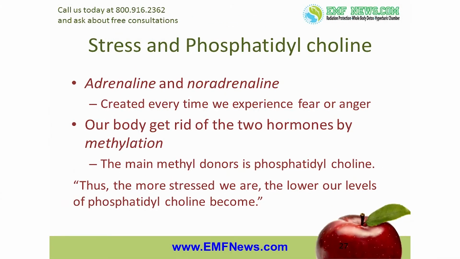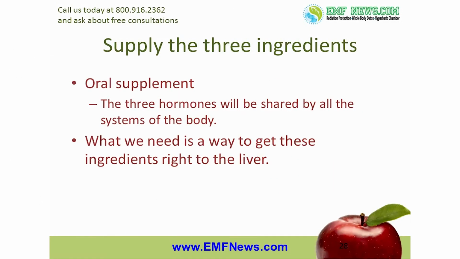Adrenaline and noradrenaline are 2 other examples. These 2 hormones are created every time we experience fear or anger. While they are useful in emergencies, if they stay in the body for more than a short time, they can cause terrible damage. Methylation is the pathway the body uses to get rid of both adrenaline and noradrenaline. One of the main methyl donors for the methylation pathway in the body is phosphatidylcholine. Thus, the more stressed we are, the lower our levels of phosphatidylcholine become. These are just 2 examples of how toxins, both internal and external, can cause us to become chronically deficient in glycine, taurine, and phosphatidylcholine.